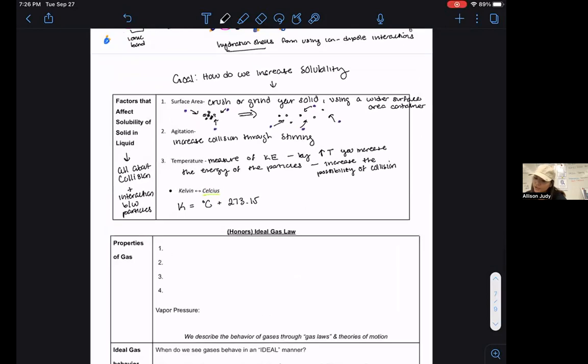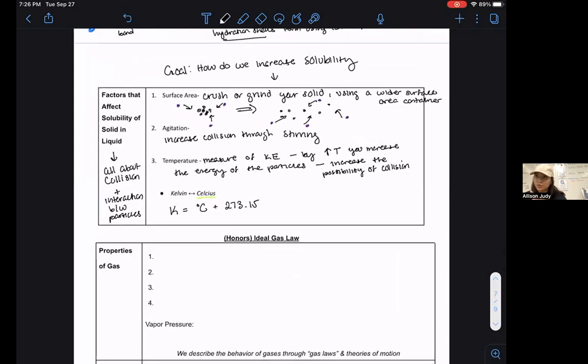And then you should also be able to describe 2 to 3 ways that I can increase solubility between a solid and a liquid. Okay, and really remember, it's all about how do I increase, what are the methods of increasing collision and interaction between those particles. So that's what you guys should be able to do.